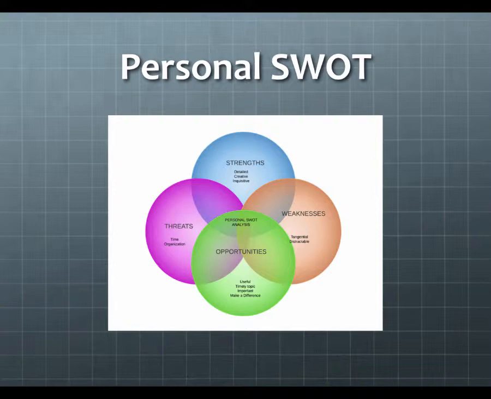Here is, again, a student-created Venn diagram. I don't know if you remember those from algebra, but it shows the intersection of all of those aspects of their project: the strengths, the weaknesses, the opportunities, and the threats. And this person found that time and organization were really what was threatening his project.